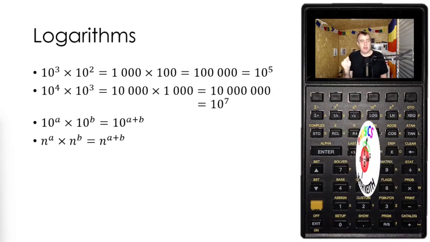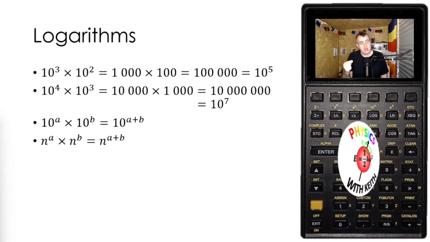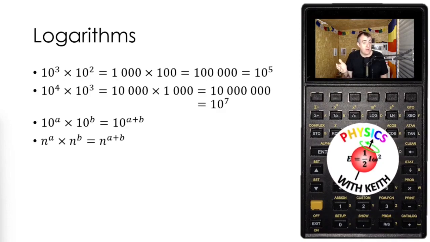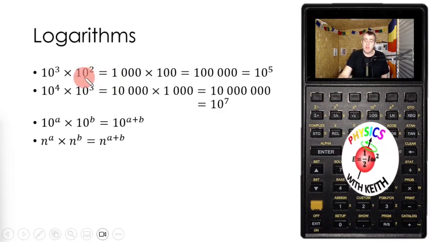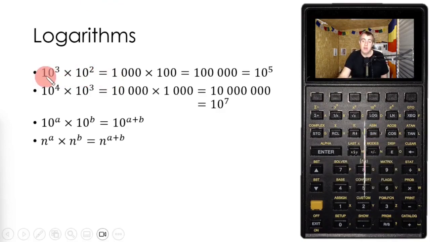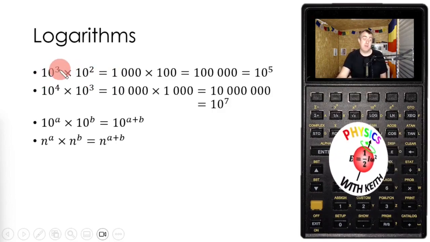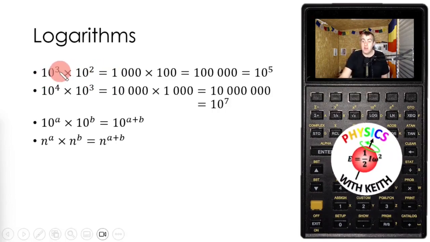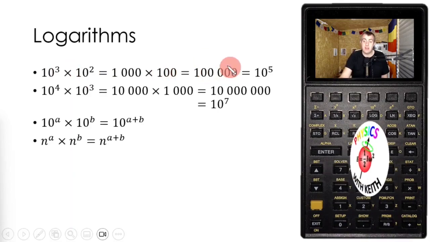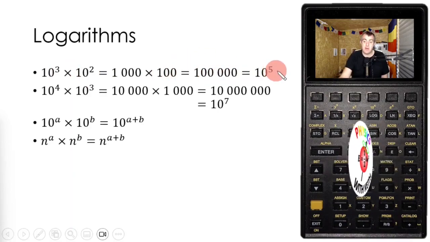10 to the power of 3, otherwise known as 1,000, and 10 to the power of 2 is otherwise known as 100. Okay, 10 to the power of 2 is 10 times 10, it's 100. 10 to the power of 3 is 10 times 10 times 10, so that's 1,000. And if I times those two together, I get 100,000, which is 10 to the power of 5.